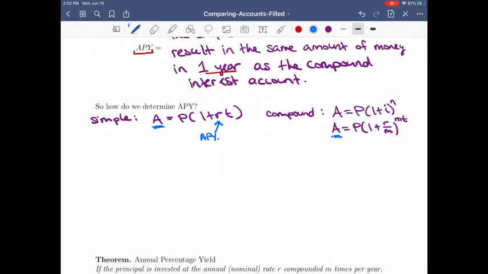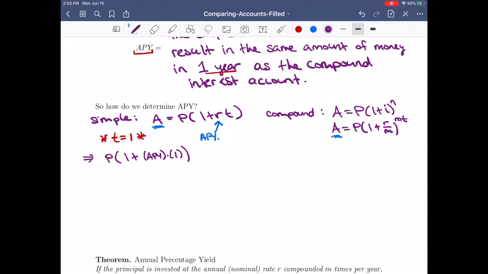So what this is going to look like is P times 1 plus APY, which is one thing, times T, but the T is actually 1. So for APY, when we're finding it, we're using T equals 1. So it's P times 1 plus APY times 1. This is the amount, the A in the simple interest using rate APY. We want that to be equal to the amount that we would have after 1 year in our compound interest account.